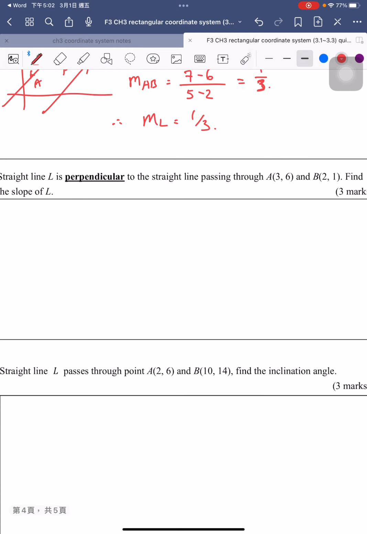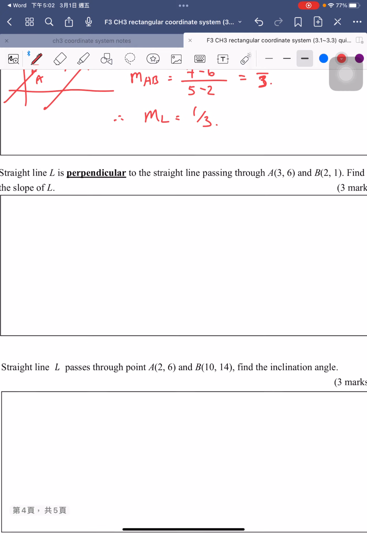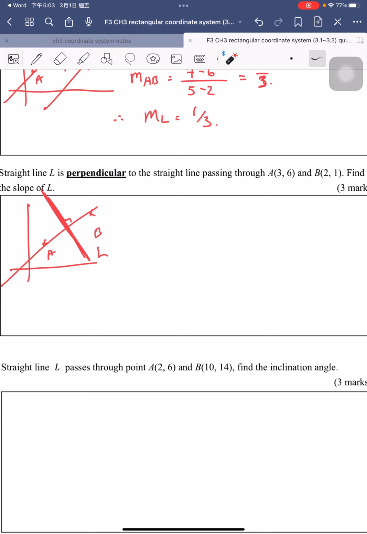For the next question, we're going to talk about perpendicular. Again, we have this line passing through A and B, and then we have another perpendicular line, which we'll call L. So if we can find the slope of AB, then we can use the slope of AB times the slope of L, which is going to be equal to -1 because they're perpendicular, to calculate the slope of L.